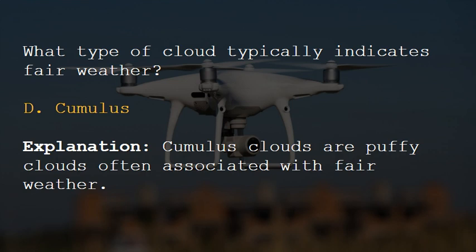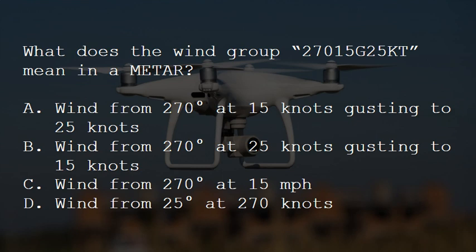The answer is D. Cumulus. Cumulus clouds are puffy clouds often associated with fair weather. What does the wind group 270-15 G25 KT mean in a METAR?